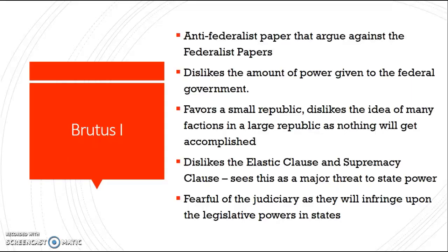And Brutus 1 is going to be arguing that a small republic is needed. They don't like the idea of having many factions in a large republic, as the thought process is that nothing will get done, and you'll basically have policy gridlock. So Brutus 1 does not take a very favorable approach to pluralism like we see in Federalist 10. They also see the Elastic Clause, also known as the Necessary and Proper Clause, along with the Supremacy Clause as huge threats to state power because basically you could justify anything. And they're sort of right.